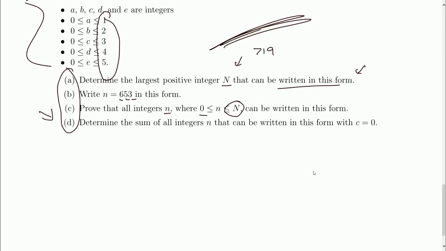Okay, and while we're at it, let's also read D. Determine the sum of all integers n that can be written in this form with c equals 0. Okay, so the other numbers are allowed to vary, but c isn't. C has to be 0. Okay. What are we going to do? Prove that all the numbers can be written in this form. Okay. How would I go about doing that? Because I can't just sit down and test all 719 numbers. I don't have time for that. And even if I did, I wouldn't want to. It'd be boring, tedious, and I'd likely make a mistake.